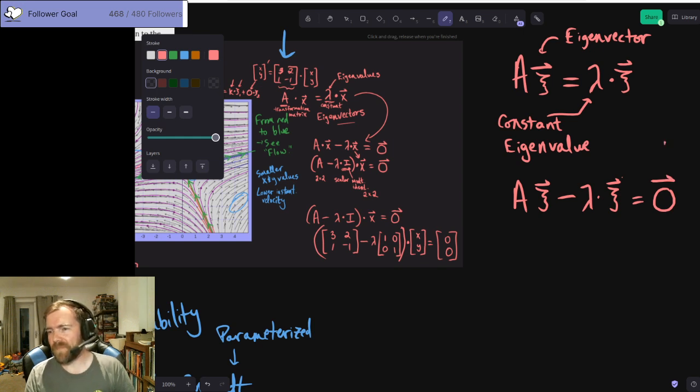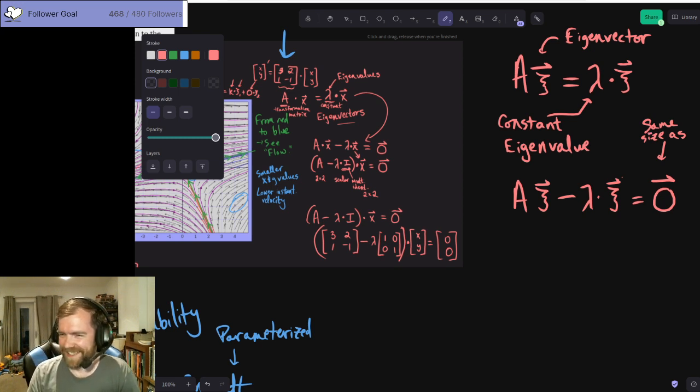Our 0 vector has to be the same size as A times C, or C itself. It's all the same.